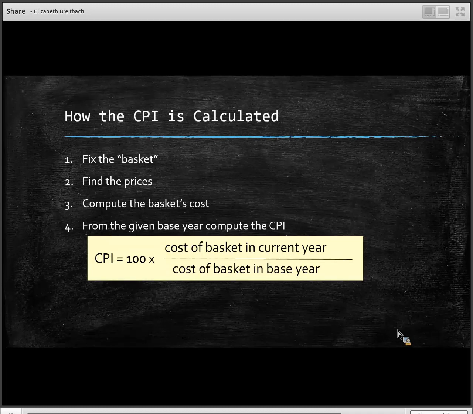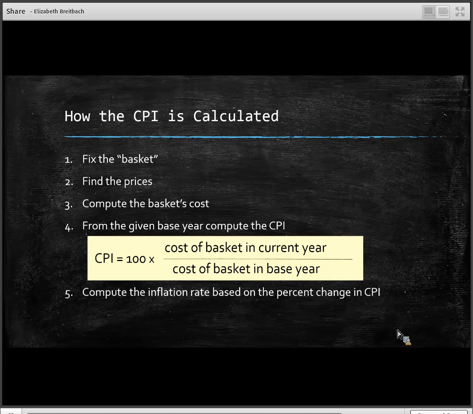All right, and so after we compute CPIs for all of our given years, so each year has its own CPI, and we're comparing it to a base year, then we can compute the inflation rate. And the inflation rate is the percent change in CPI.